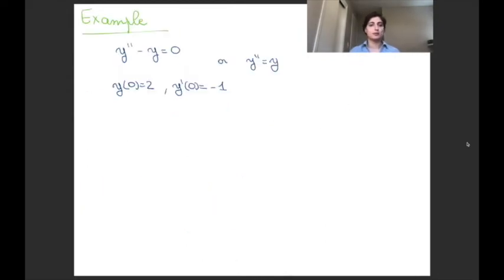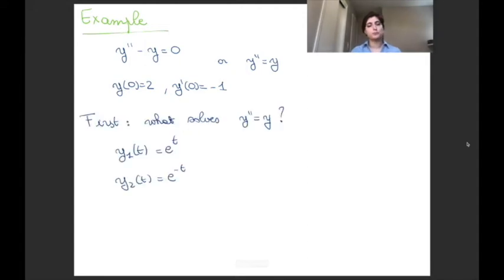Let's look at an example and see if we can start solving something simple in this form. For example, we can look at y second minus y equal to 0. We can write it like this, or we can write it as y second equals y. So taking two derivatives gets you back to the initial function. We're also imposing two initial conditions. We want at 0 the function itself to be equal to 2, and at 0, at the same time, the derivative of the function to be equal to minus 1.